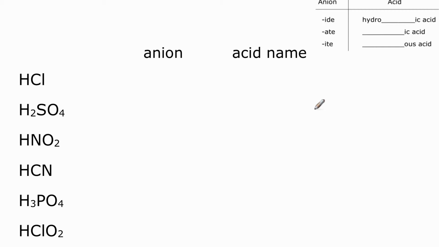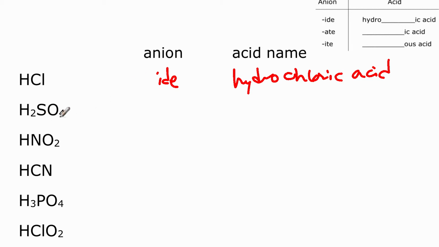Maybe just pause and see if you can come up with the acid name for each of these using these rules. Okay, I'll do them too, but maybe pause, try them on your own, and then press play and I'll go through them. First one, this ends in an "ide." Okay, the anion is chloride, so the acid name will be "ide." It has to change to a hydro. So it'd be hydrochloric acid.